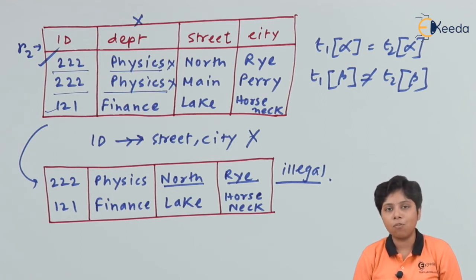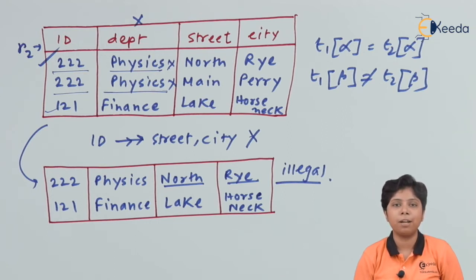Also, it does not follow the satisfaction rule for the decompositions in multivalued and BCNF. So we cannot just reduce the redundancy in an illegal relation. So an illegal relation is a relation that has lost some physical information from it, not the logical one.